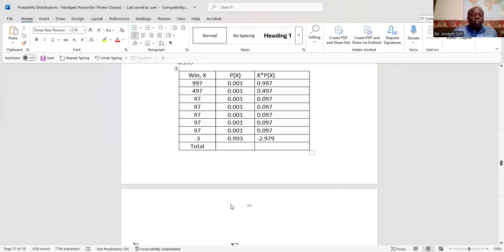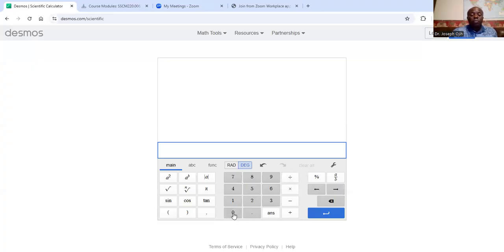Let's go and put them in. So we got 0.997 plus 0.497 plus 0.097 plus 0.097 plus 0.097, plus that is 1, 2, 3, 4, one more, then plus negative 2.979. It was -1, which represents a loss. -1.